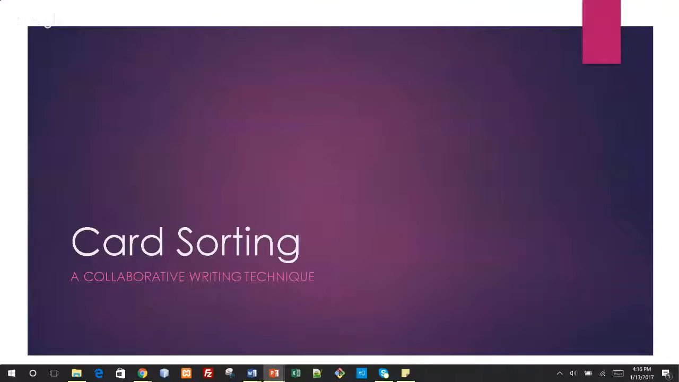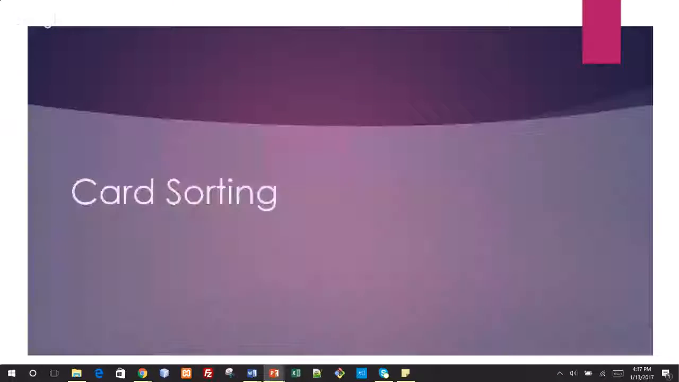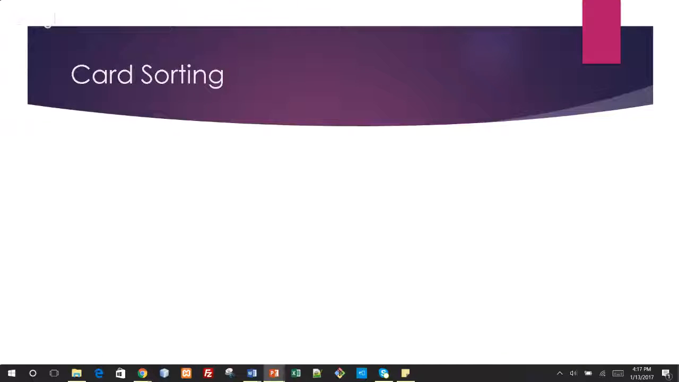Hello everyone. Today we will be discussing a collaborative writing technique called card sorting. In the world of collaborative writing, there are many different types of elicitation techniques that are used.